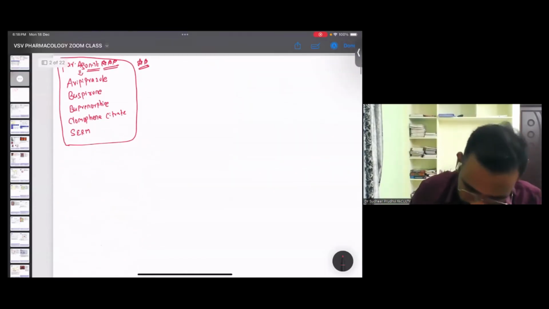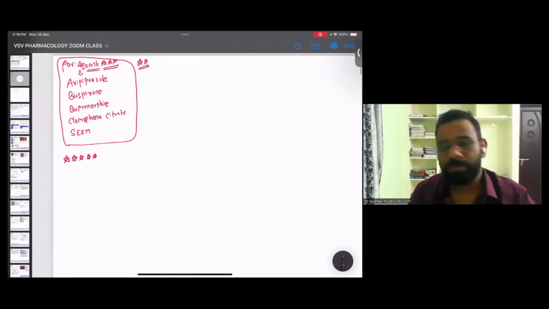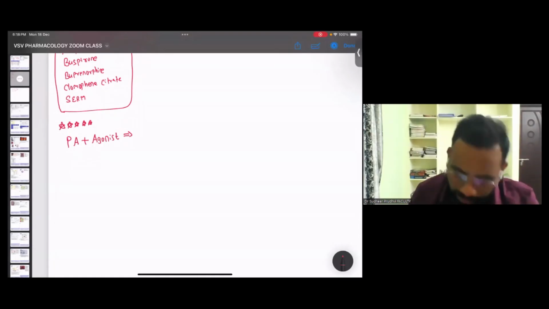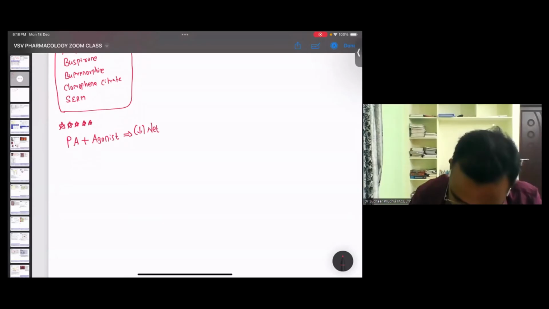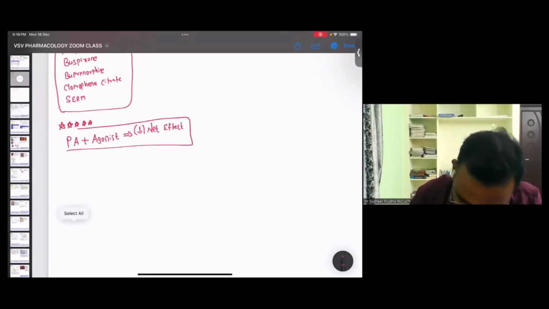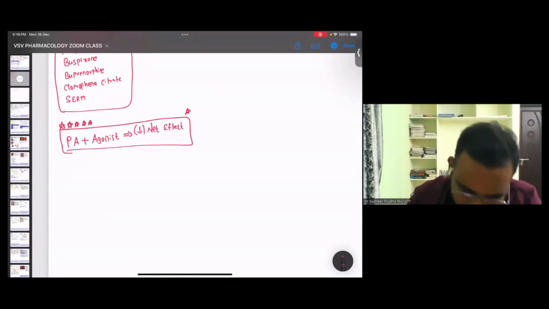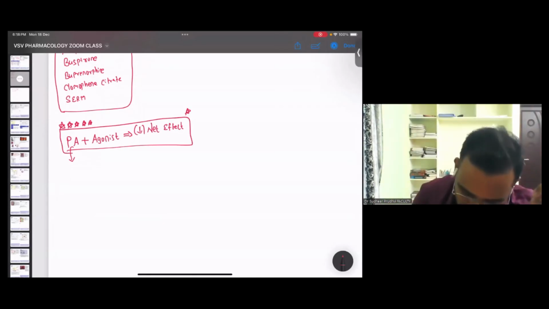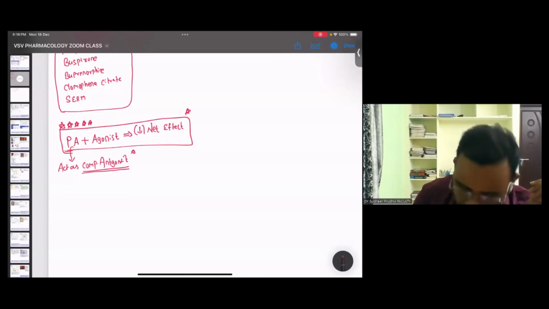One more very important concept which may be expected in the coming exam. If you combine partial agonist and agonist, what is the net effect? There will be a decrease in net effect. Remember, very important MCQ. Why? The partial agonist tries to occupy most of the receptors, but its efficacy is low. So if you combine partial agonist and agonist, the partial agonist acts as a competitive antagonist in the presence of the agonist. Remember that. Now we will see the example, and you will understand.